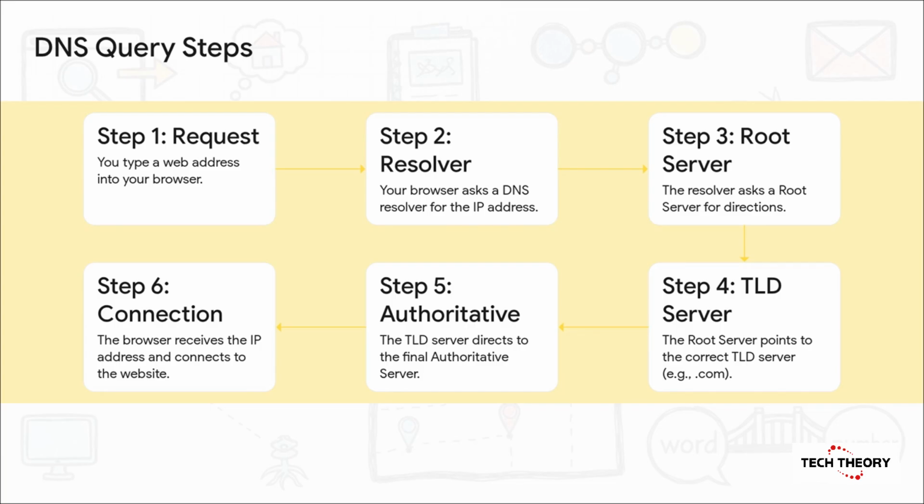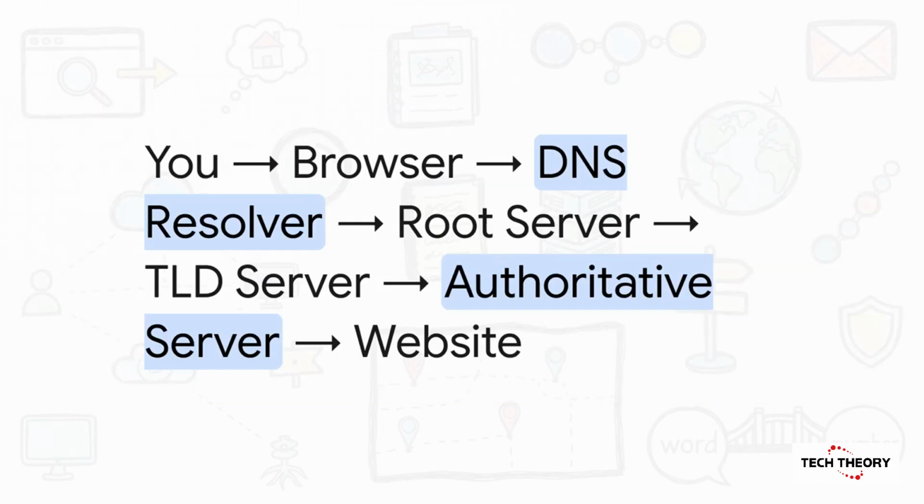After a quick check of its memory, that resolver, if it doesn't know, goes up the chain to a root server for directions. The root server says, I don't have it, but go ask the .com guy. So it goes to the TLD server, who manages all the .com addresses. That server says, oh, you need Google's number? Here, go ask their official server. Finally, that authoritative server has the answer, sends the IP address all the way back, and boom, your browser makes the connection. So here's the whole path laid out for you.